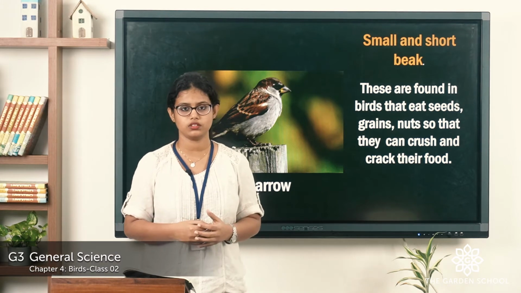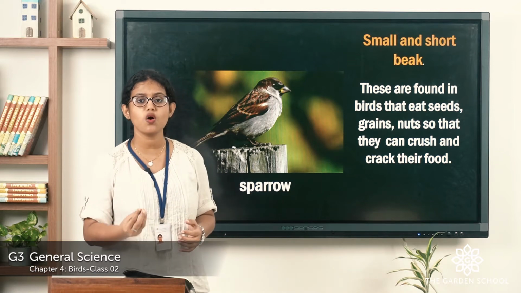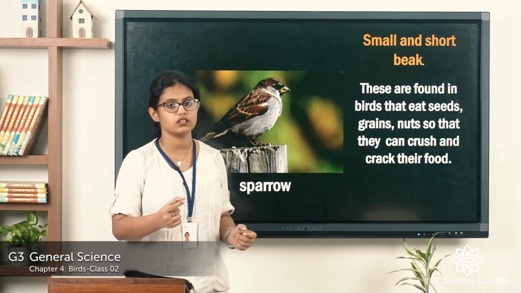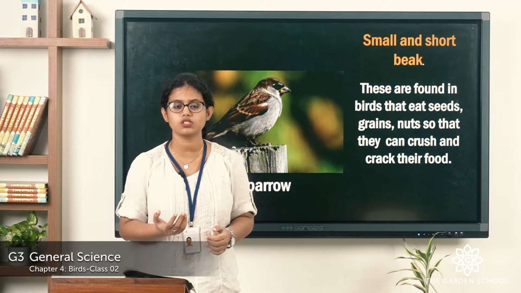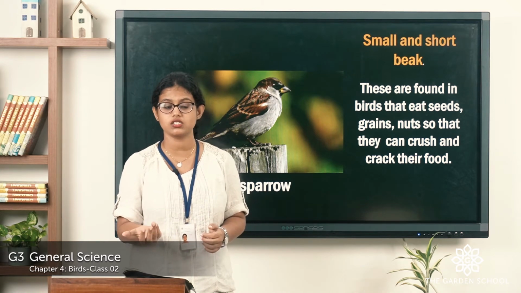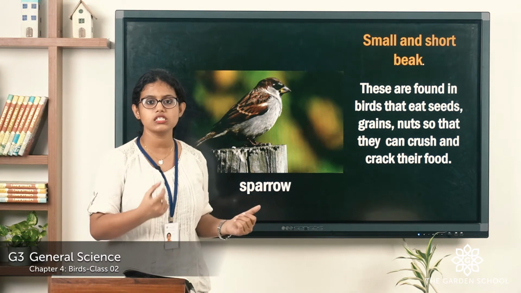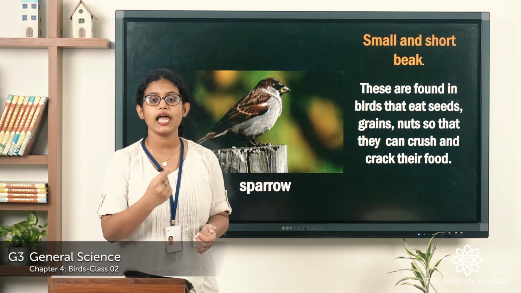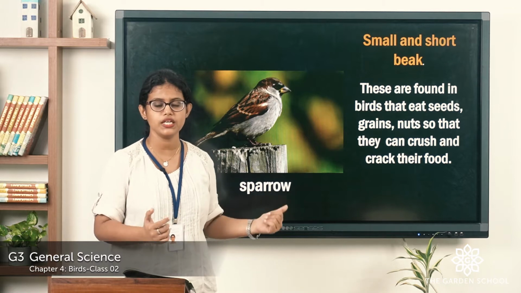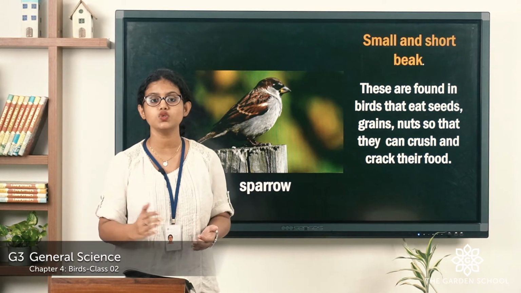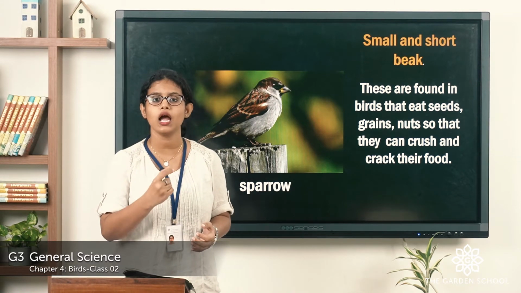Small and short beak. Birds like sparrow and pigeon, they have small and short beak. So you can see the beak here. It has a small and short beak. So what do these birds eat? These sparrows eat nuts, seeds, and even pigeons eat nuts, seeds, etc. And this strong beak helps them to break and crush their food into pieces. So what type of beaks do they have? They have short and small beaks.